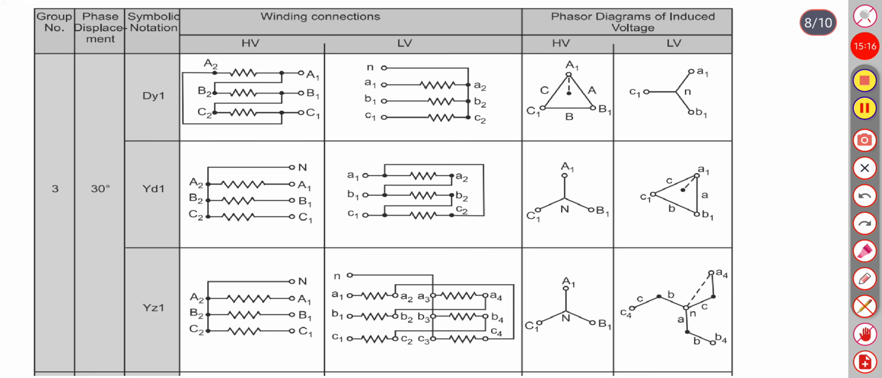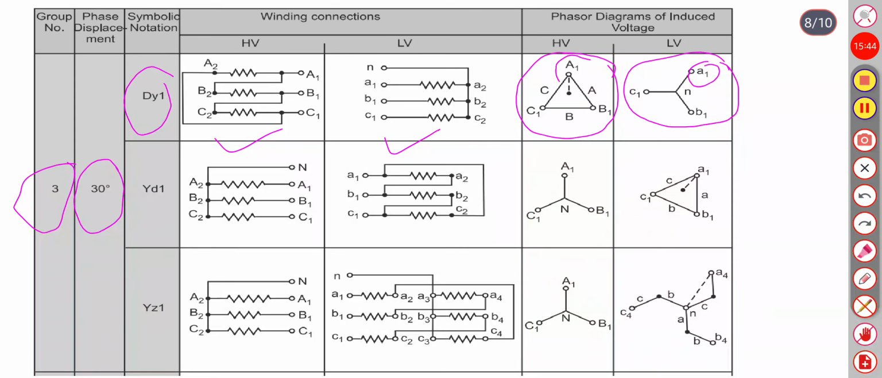Now, group 3 having the 30-degree phase displacement, and here the phase displacement is in leading. The first one is the dy1. The HV winding is connected in delta, LV in star. The HV winding has this phasor diagram, LV will be like this. So A1 is leading with respect to A1 of HV by 30 degrees.